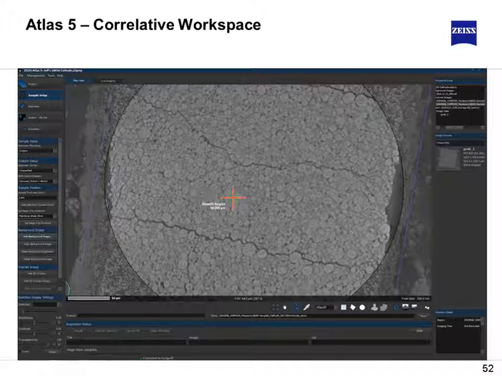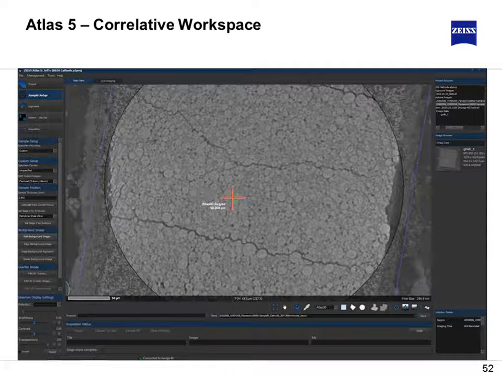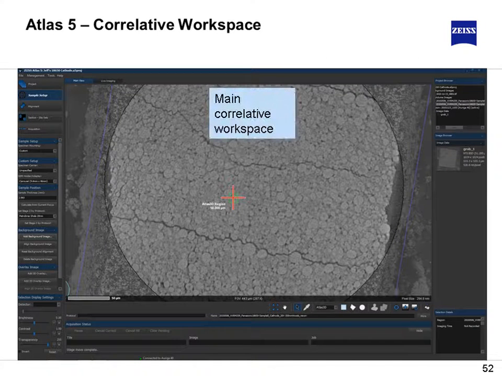So the correlative workspace in Atlas V looks like this. This is actually one of Paul's samples here. This is one of the samples that we saw. We see a couple cracks running through. This circular inlay here is actually a three-dimensional X-ray microscopy data set. That's one virtual slice that we see in here, and in the background we see an SEM micrograph. But this could be populated with a number of other different modalities or subregions as well.